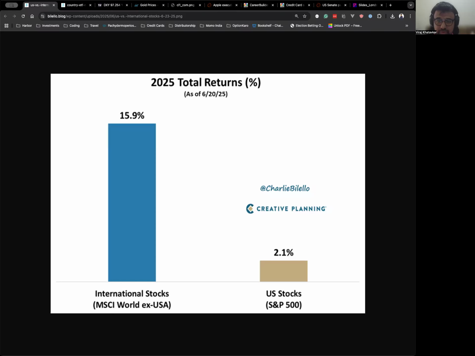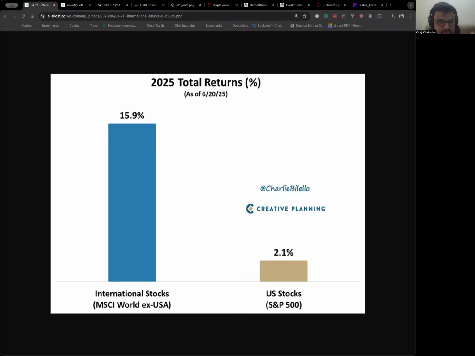So today there are a few interesting things that I have been watching and really thinking about. So let's go through them one by one. The first thing that I'm thinking about is this chart that I came across, which is the 2025 total returns for international stocks versus US stocks.